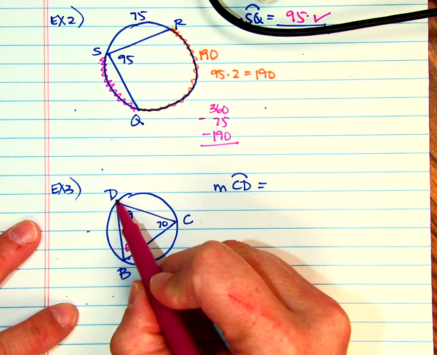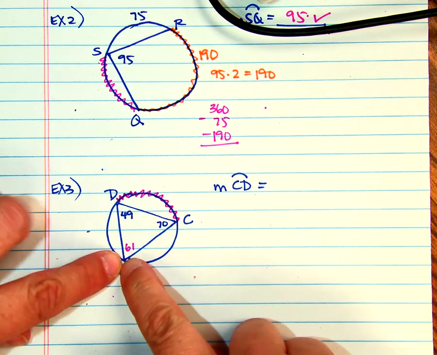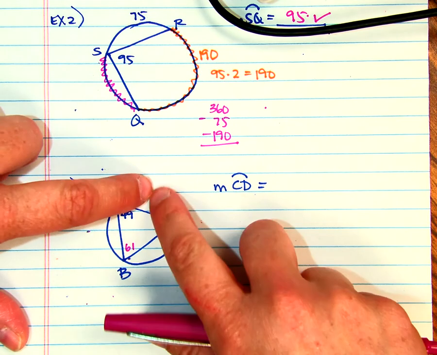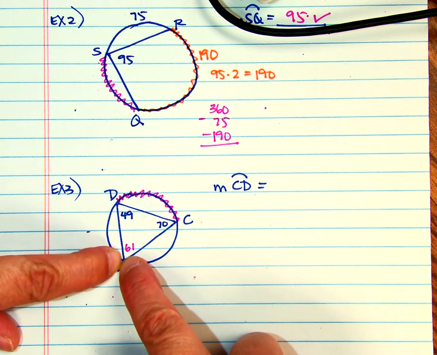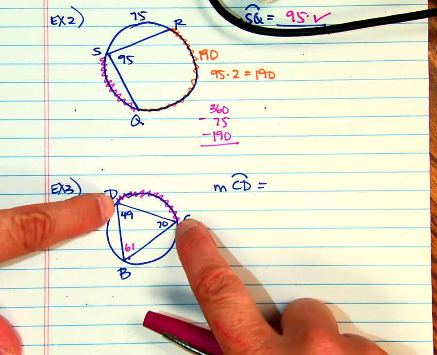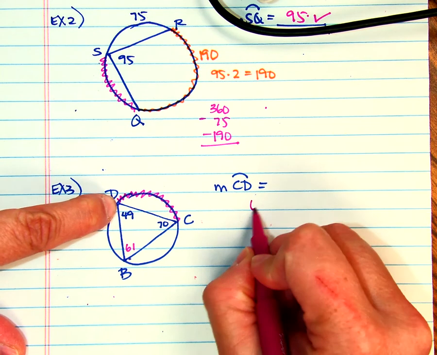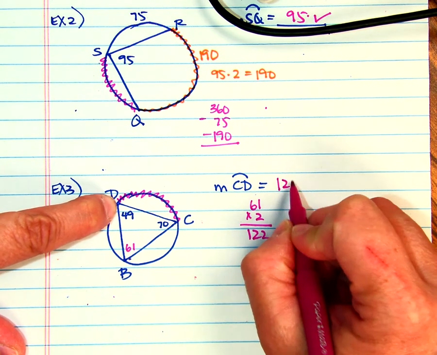I am looking for this intercepted arc, so I'm going to take my intercepted arc and follow it to whatever angle I have. So it's 61. So this angle is 61, so that means this arc is twice that. So 61 times 2 gives me a measure of 122.